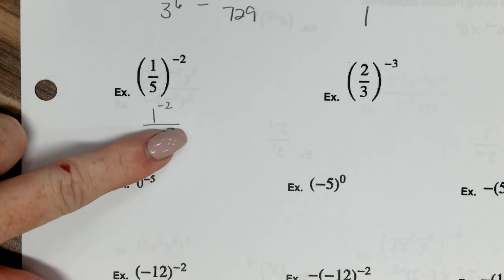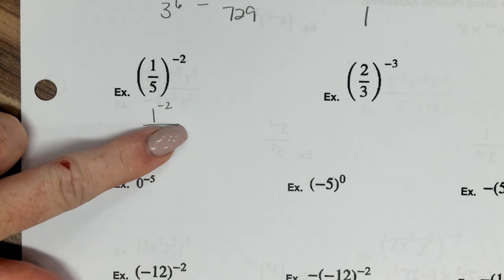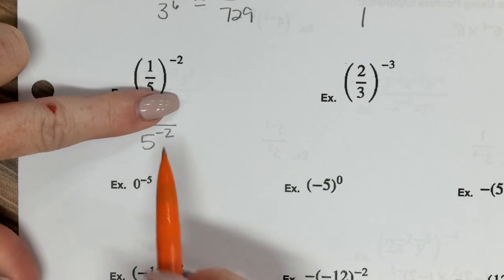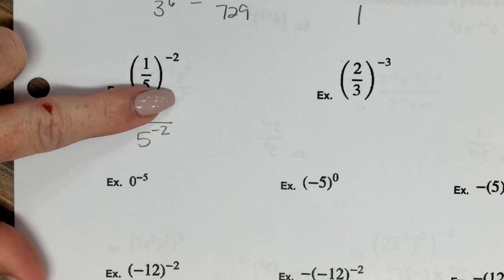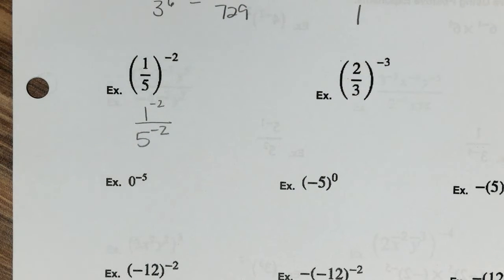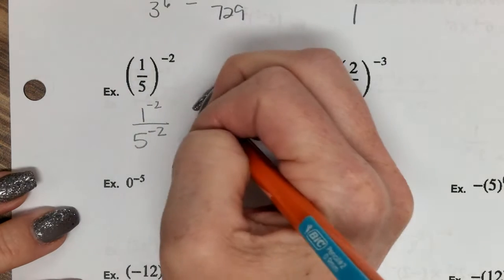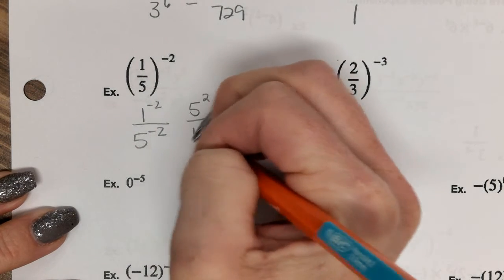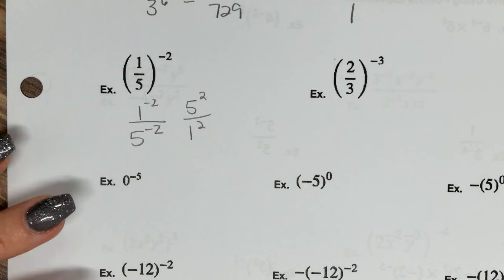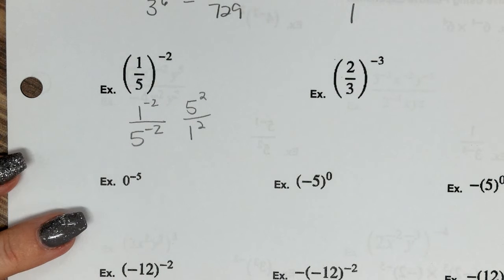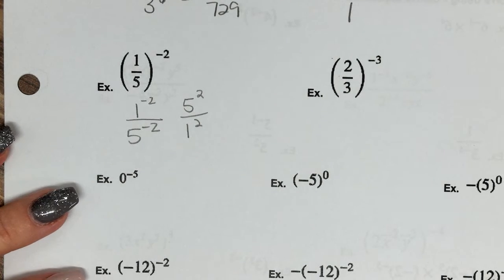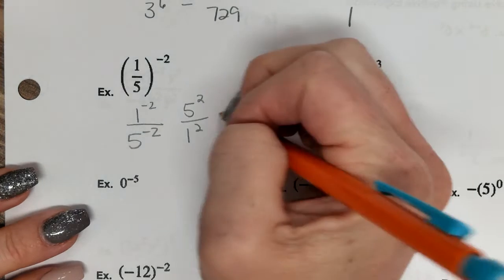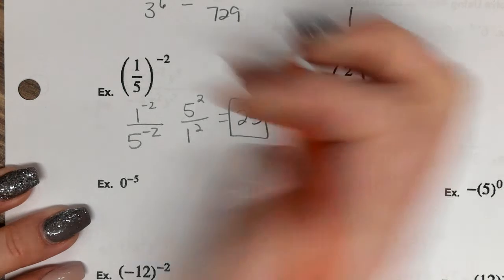If I had 1 to the negative 2, how would I make that proper? Move it to the bottom. Okay, now look at this one. If I have 1 over 5 to the negative 2, I would move it to the top. So they're basically just going to switch spots. So I would have 5 squared on top and 1 squared on bottom. What's 5 squared divided by 1 squared? 25. It's just 25 divided by 1. So I could also write my answer like that.